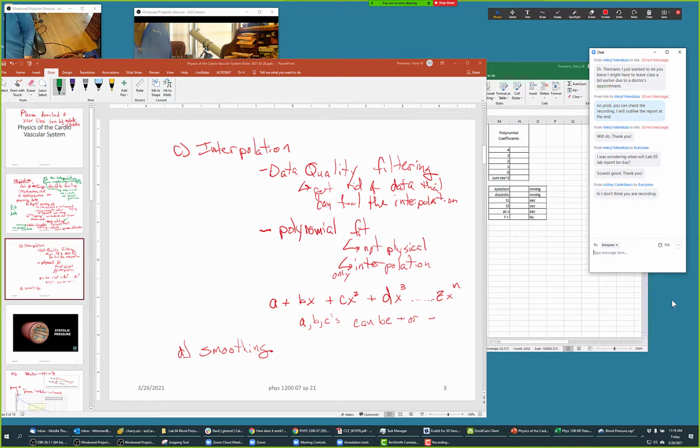Okay, so part of the interpolation process is we're going to do a little data quality check. Basically we're going to look at the data and make some qualitative judgments about cutting some of it out, getting rid of data that could fool the interpolation, and you'll understand that more when we get to it.